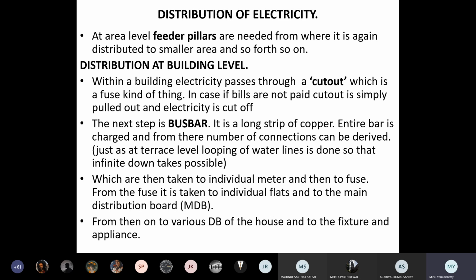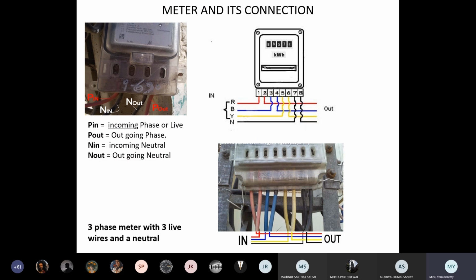When I say the fuse, the function of the fuse is that it protects the line ahead. In case there is a fluctuation of current, if more current is drawn, it protects my entire circuit. That is the function of the fuse, and we'll do circuit protection later on. The lines are then taken to individual meters and then to the fuse, and then finally to the distribution box. What is all that? We will study. So then we saw this, and then the next is how the distribution happens.